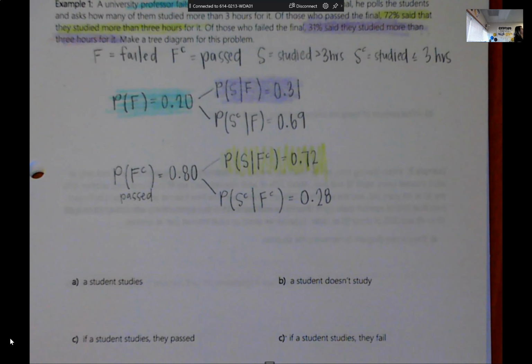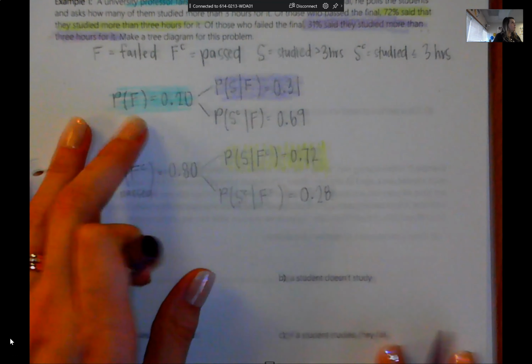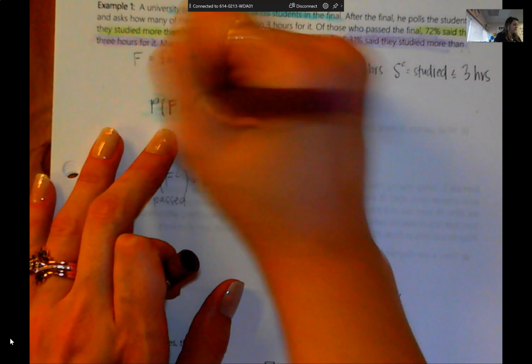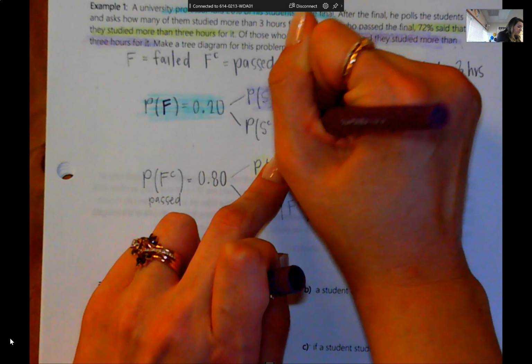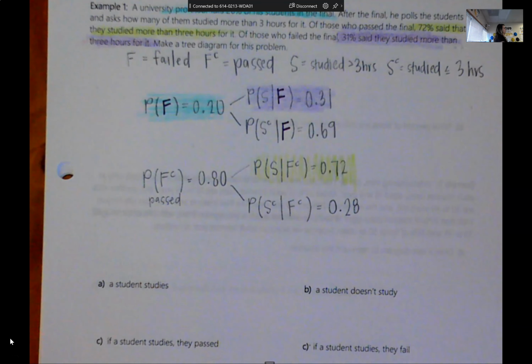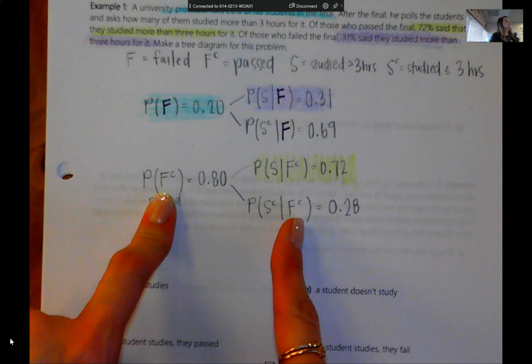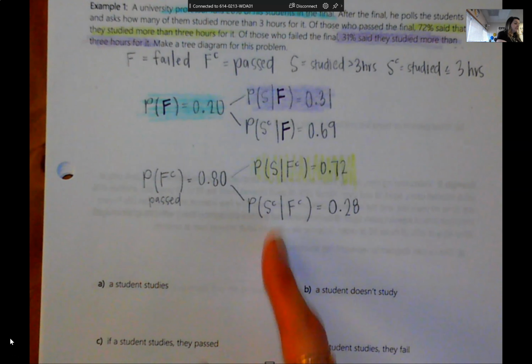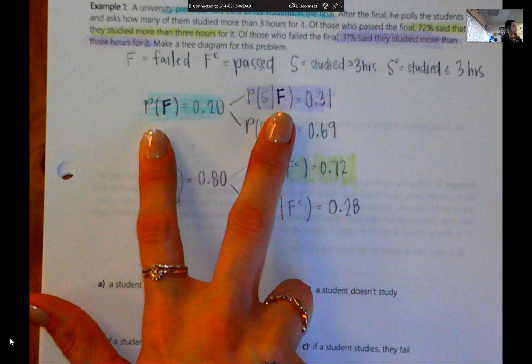Now when you go about setting these up on your own, one way that I remember what goes where is the following. If I have P of F here, that means that the given on both of its branches is F, and what changes is the other event, which is studied. For F complement, the given on both of those branches is F complement. So when we set up these tree diagrams on other problems, this is a really good way to help keep us on track.